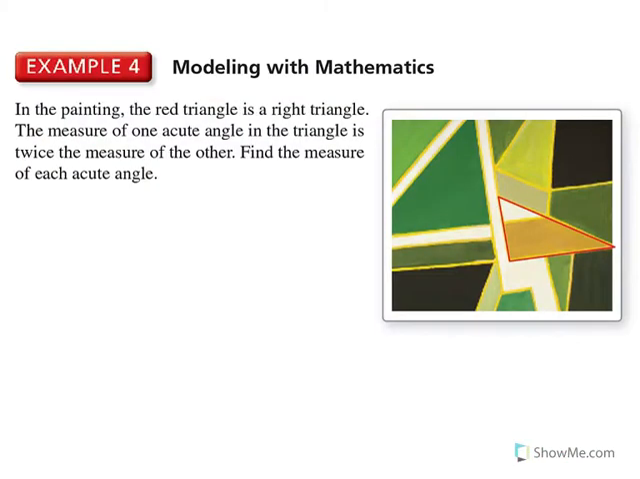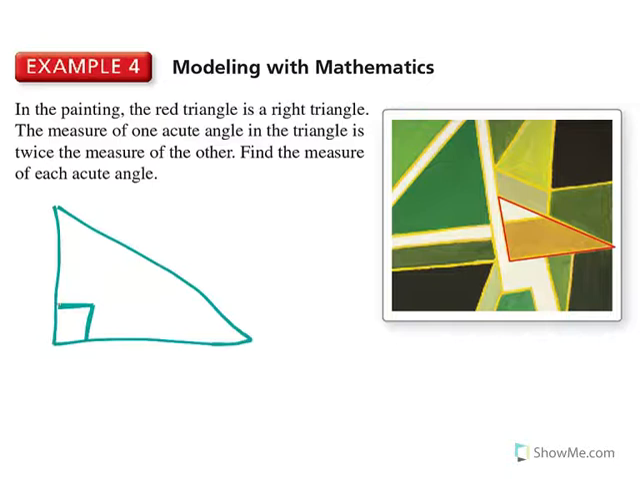So in this last example, we're told that the red triangle is a right triangle. It says the measure of one acute angle is twice the measure of the other, and to find the measure of each angle. So in my picture, I'm just going to redraw this triangle. I know it's a right triangle, so I know I have my 90 degrees there. Then I'm told that the measure of one angle is twice the measure of the other. So I'm going to give one angle a variable. I'm going to call it x. And then I know the other angle is 2 times that measure. So I'm going to have 2 times x.